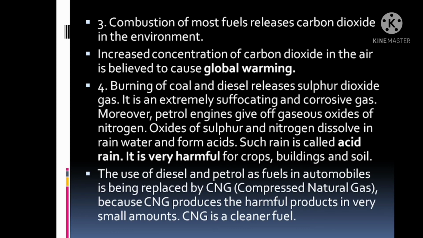So the use of diesel and petrol as fuel in automobiles is being replaced by CNG. The full form of CNG is compressed natural gas, because CNG produces harmful products in a very small amount in comparison to diesel and petrol. And nowadays some electric vehicles are coming. For electric vehicles, we do not require any burning fuels like CNG, petrol, or diesel. So it can save our energy and help us decrease the carbon dioxide from automobiles. So CNG is a clean fuel, we can say.